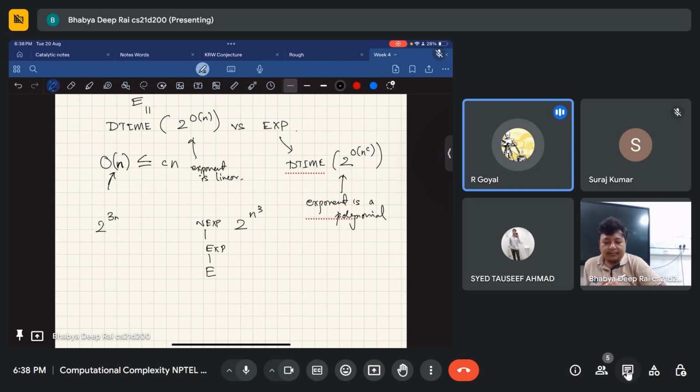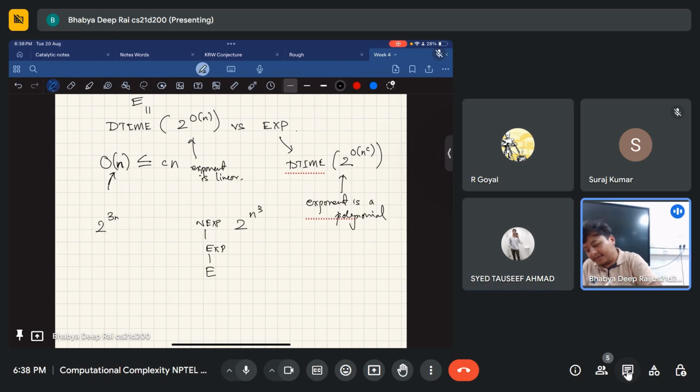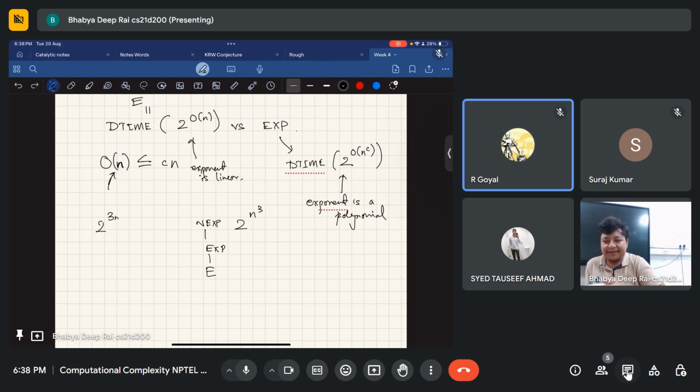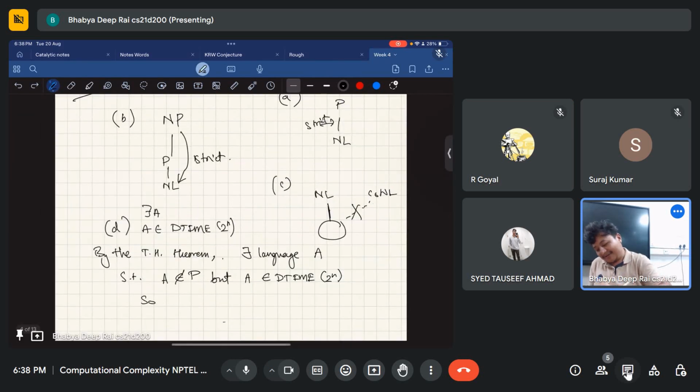So the meaning of NEXP would be NTIME and then 2 raised to the power of order n. Yes, that would be NTIME. This is NEXP. Good. So that is the difference here. I just wanted to make a slide. So this is nothing but E, what they are asking in the question. Exactly equal to E. But I don't want to get into formalities. Okay. A is not in P, but A is in DTIME 2 to the n.